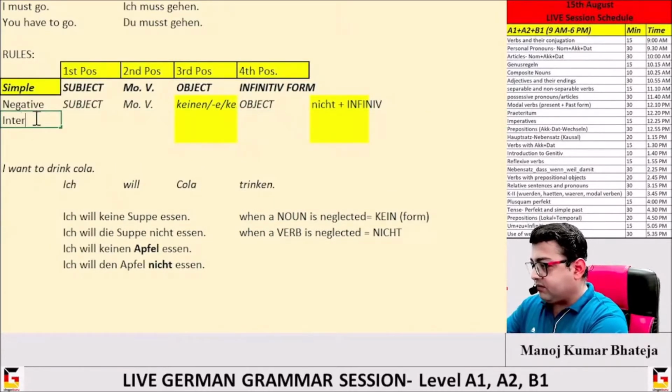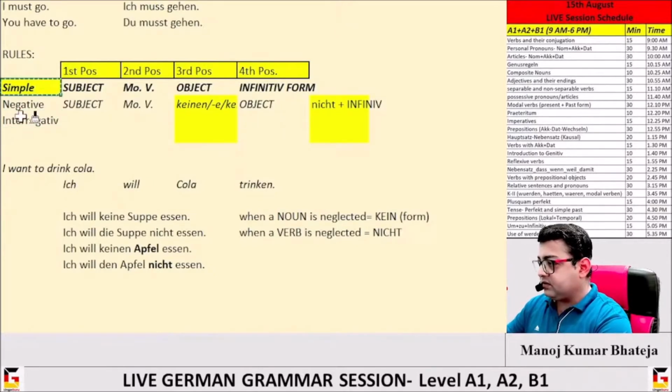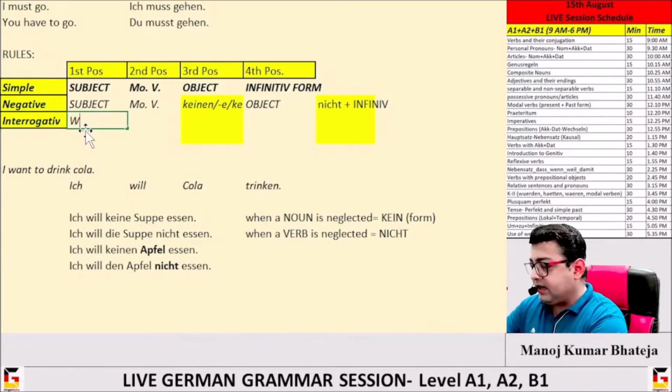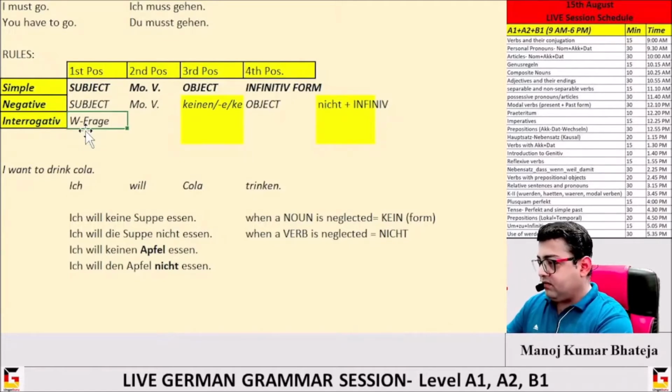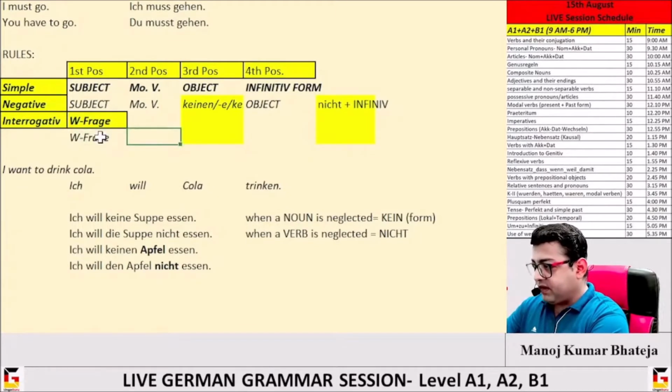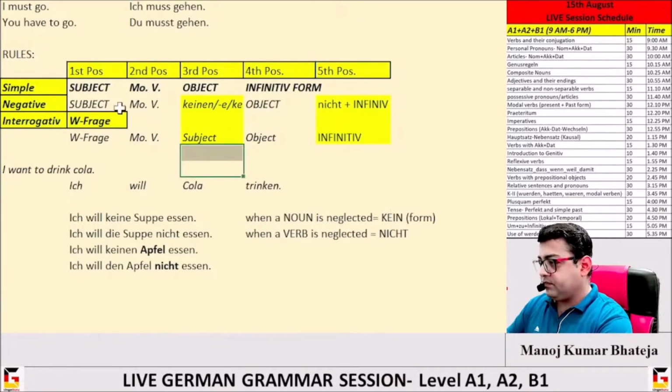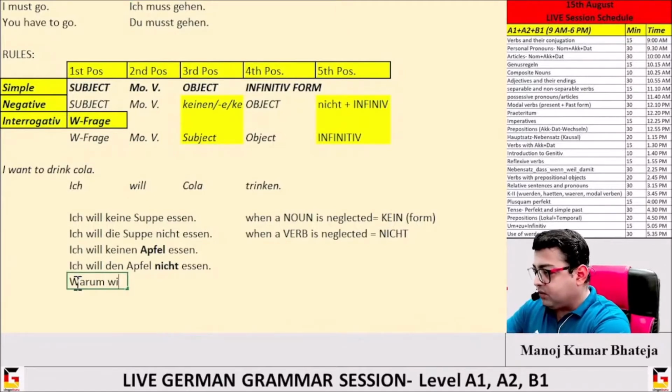Let's say interrogative sentences. In interrogative, we have two types of questions. One is the W-Frage, when the question is supposed to start with W. So in first place we have the W-Frage. In second place comes the modal verb. Third is the subject. Fourth is the object if there is one, and then the infinitive in fifth position. Warum willst du den Apfel nicht essen?